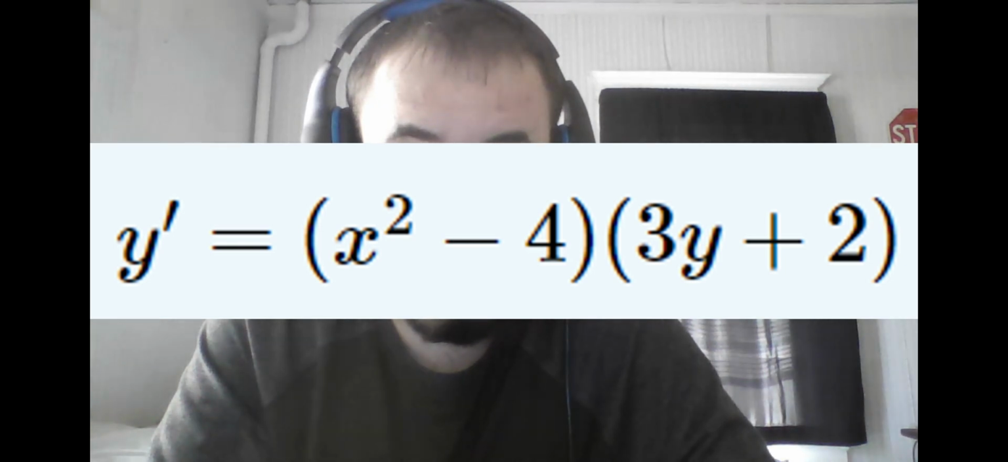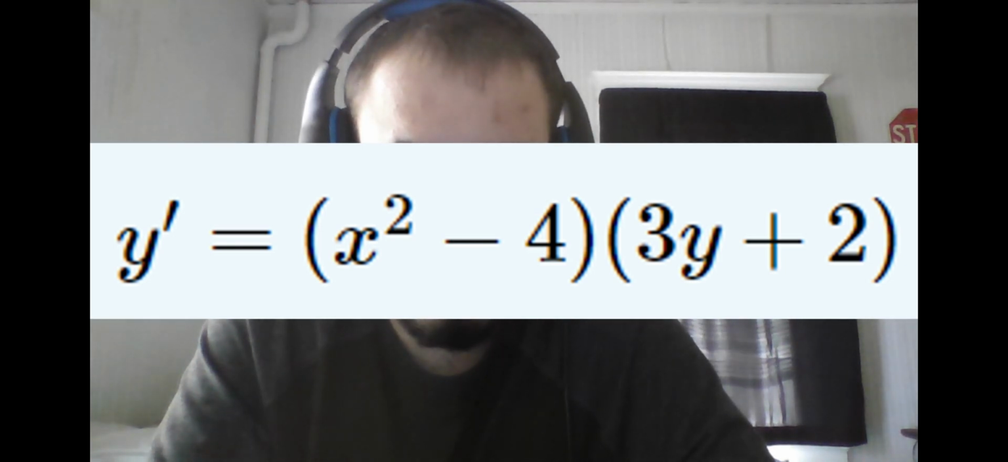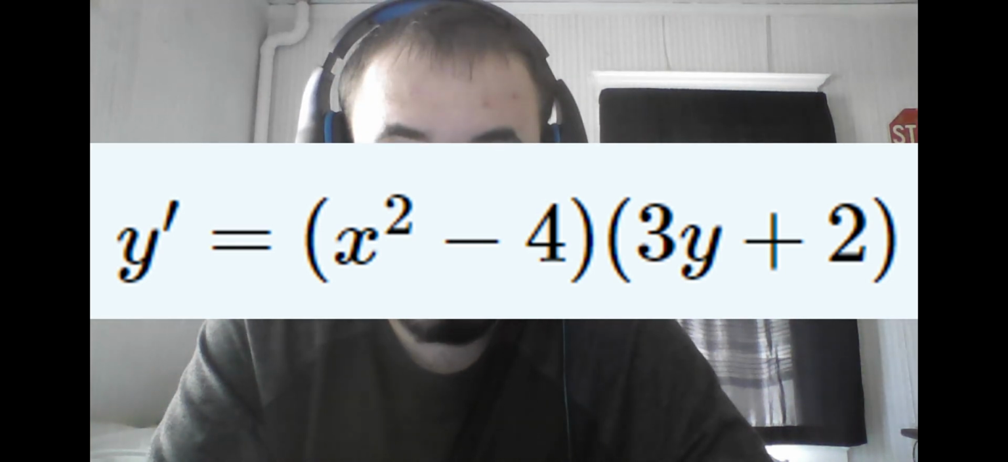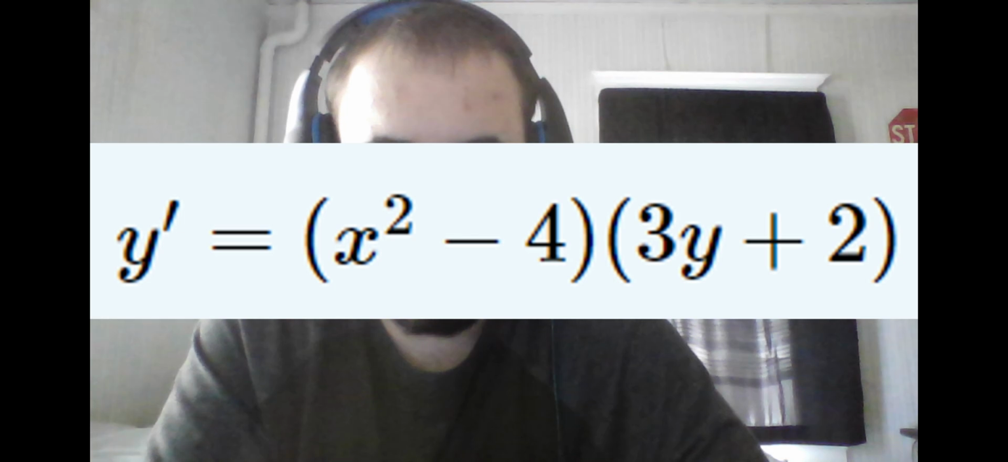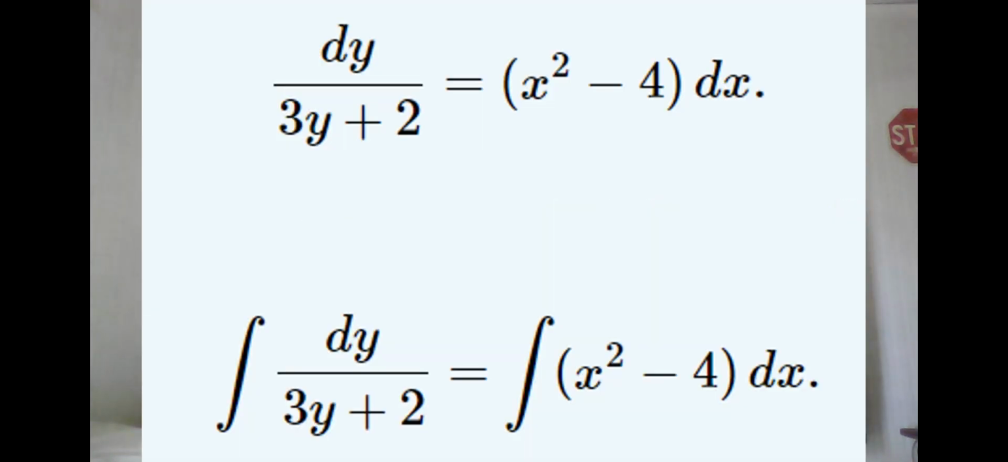We first identify our function of x and our g of y. See, when y equals negative 2/3, g of y equals 0, so that is a constant solution. And then divide the left-hand side by 3y plus 2 in order to get terms of y and terms of x on separate sides. And now we integrate both sides to try to figure out a specific value of y.